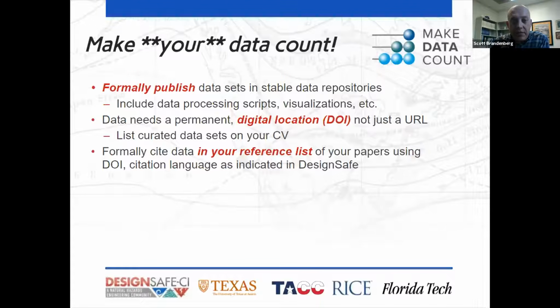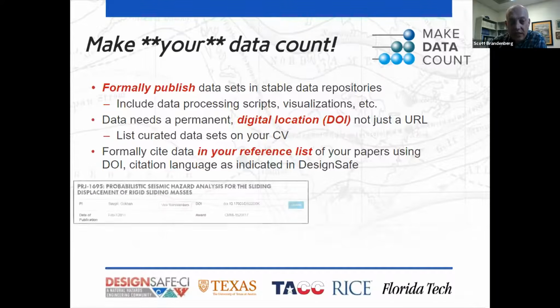Okay, and then once you have a DOI, the nice thing is you can formally cite your data in your reference list. So if you write a paper that uses some experimental data, whether it's your own data or somebody else's data, instead of just putting in the text that you got the data from DesignSafe or something like that, you can put a citation in the references section of the paper, and then everybody will know exactly what you're talking about, and they'll know exactly where to find it.